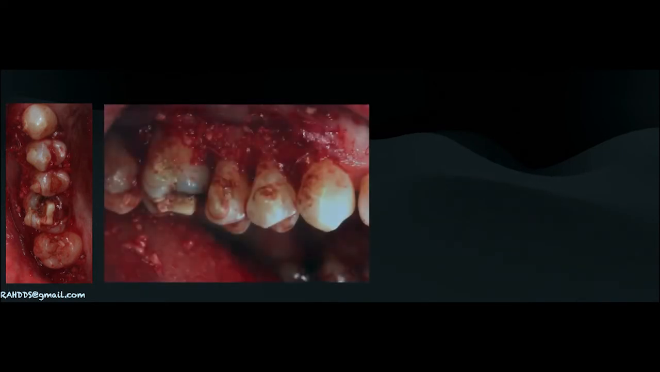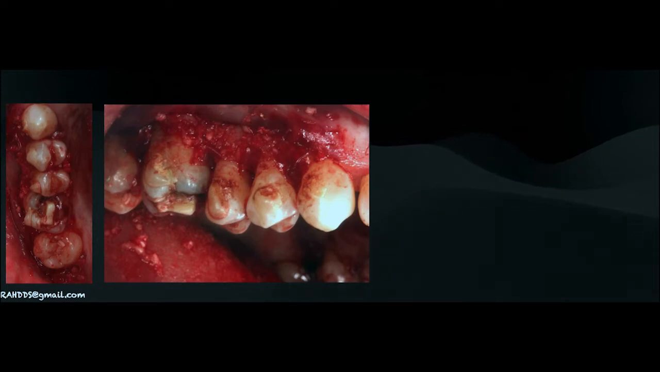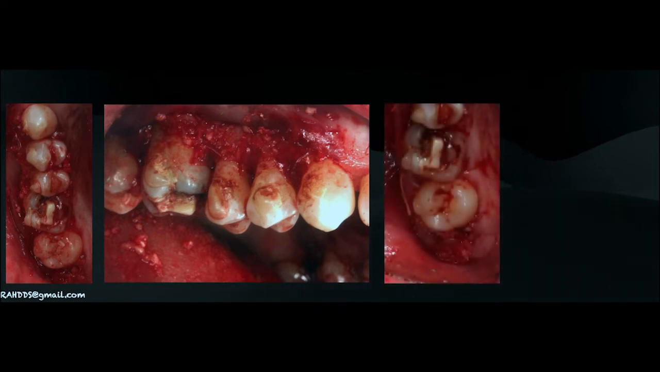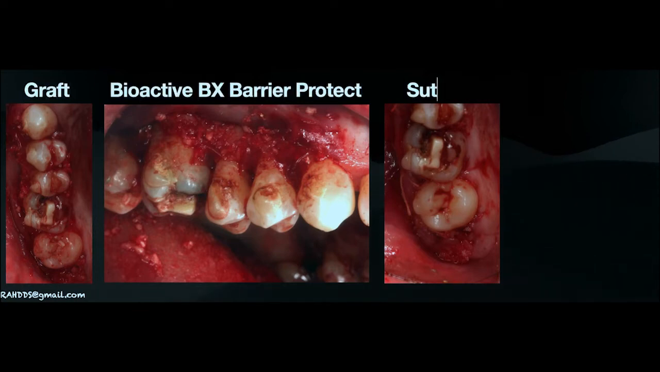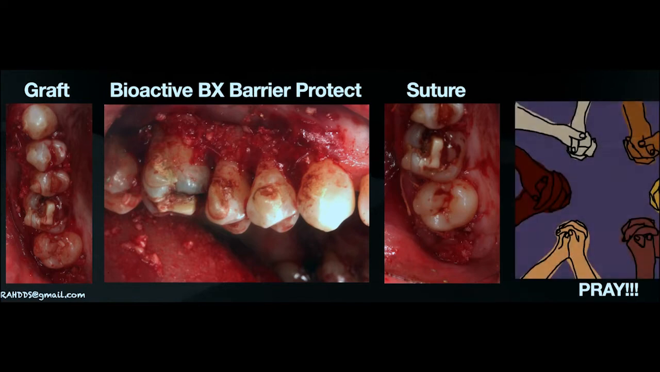So there's the graft. There's literally the barriers laid across the top, and then we just get them a little wet and move them up apically so that it drapes over. And suture, simple interproximal sutures. What's the worst part about this? Hope and pray that it doesn't get infected. Because if it gets infected, she loses everything and all the teeth.